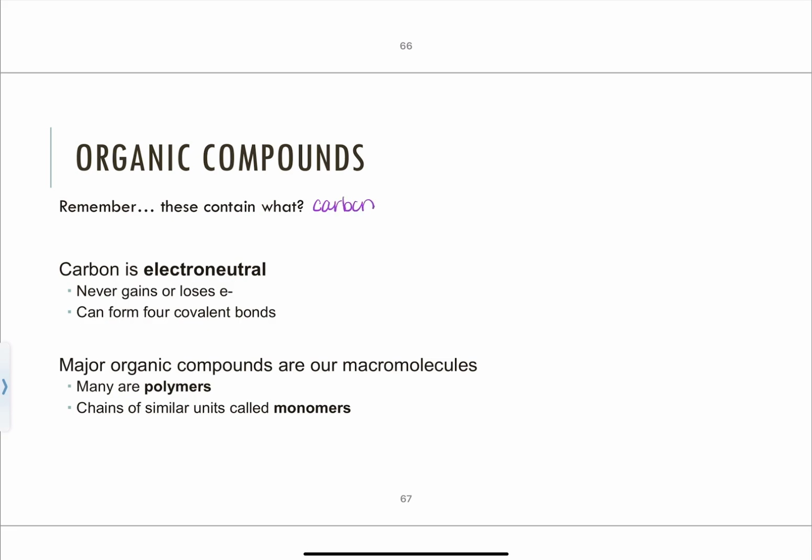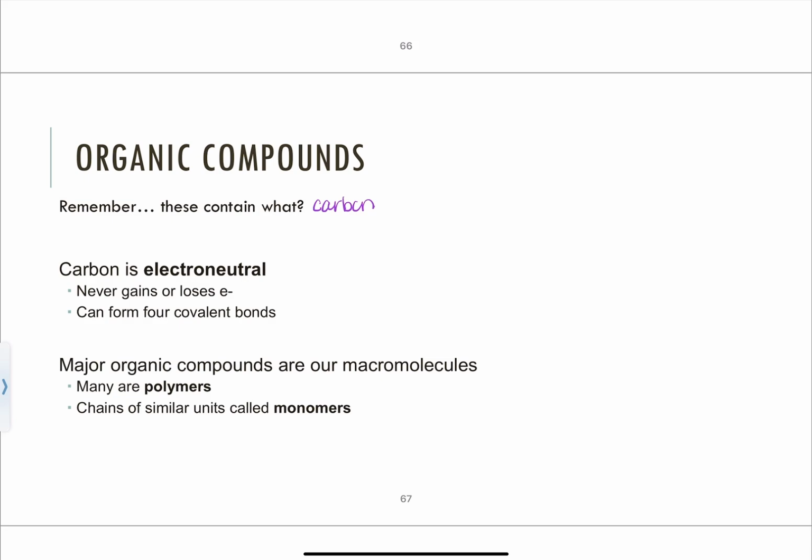Carbon has some really important properties. One is that it's electroneutral, meaning that it's never going to gain or lose electrons. So it's never going to form an ionic bond. It's always going to be some sort of covalent bond that it forms. Not only can it form covalent bonds, it can form up to 4 covalent bonds, which makes it also very unique. So our major organic compounds, like I mentioned, these are our macromolecules.